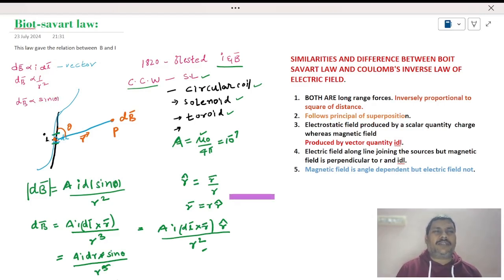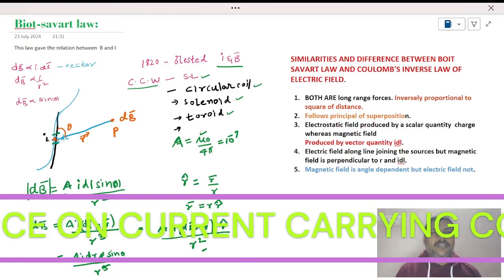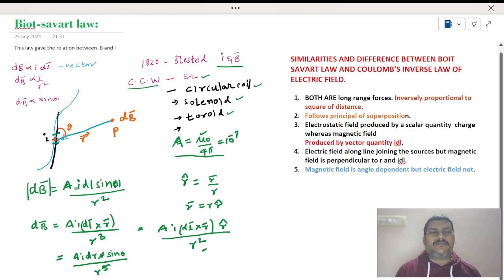So from these three relations, I can write dB is equal to A into, here A is equal to, always remember, mu naught by 4 pi. So dB is equal to A into Idl sine theta by r square. This is the magnitude of the field at point P from the Idl element, where r is the displacement to the point where I want to find the field, and theta is the angle.